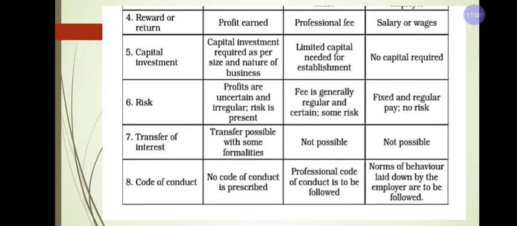In profession, some risk is involved. In employment, no risk. Why no risk? Because if you are working in a factory or an organization or a company, whether the company gets loss or profit, you will get your salary or wages, because they have already fixed some amount as a salary for an employee.